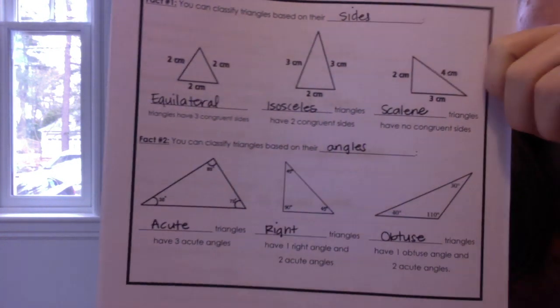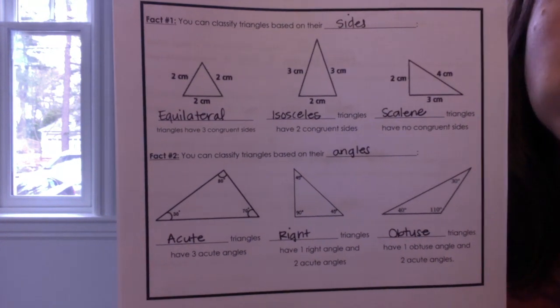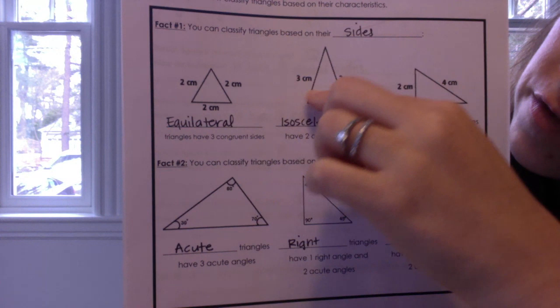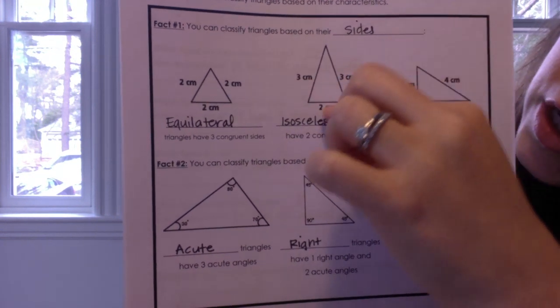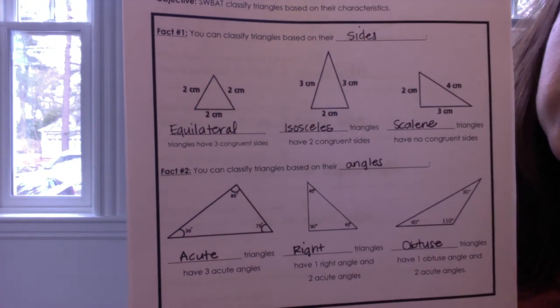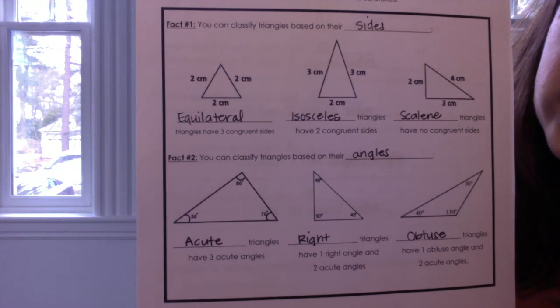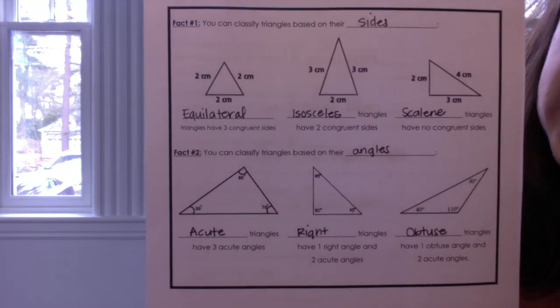The next kind of triangle is called an isosceles triangle. If you look at the measurements of this triangle, you've got 3, 3, and 2. As you can see, two of the sides are the same. If a triangle has two congruent sides, we call that an isosceles triangle.